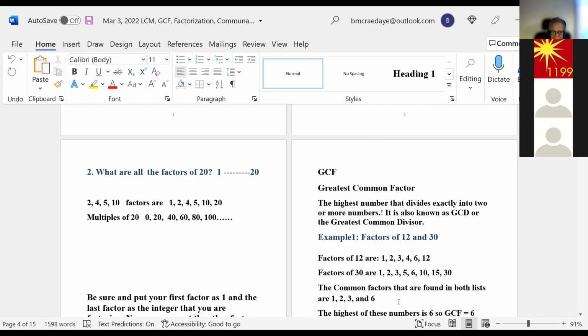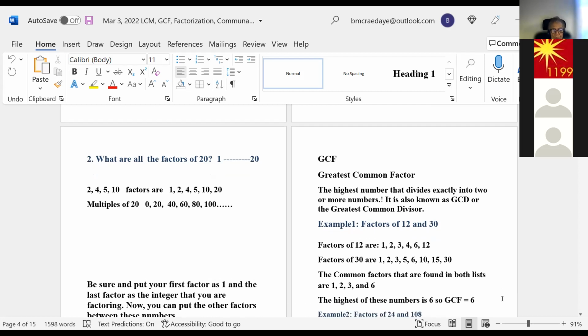The highest is the biggest. So the highest of these numbers is 6. So the greatest common factor of these two numbers is 6. Now, some examples of greatest common factor use more than 2, some have 3 and some even have 4, but we're going to stay with 2 numbers. So list the factors of each of the numbers, then find which ones they have in common, and then pick out the biggest one. That's the way you do it.